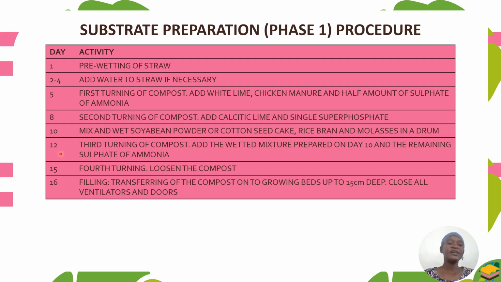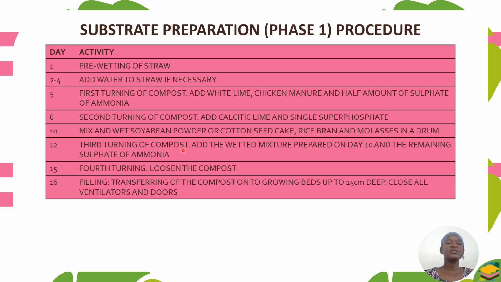Then on day 11, you are just going to leave the mixture. In this case, you have two mixtures: the mixture which you have prepared on day 10 and the mixture which you have prepared up to day 8. So on day 11, you just leave the two mixtures. Then on day 12, there is the third turning of compost.